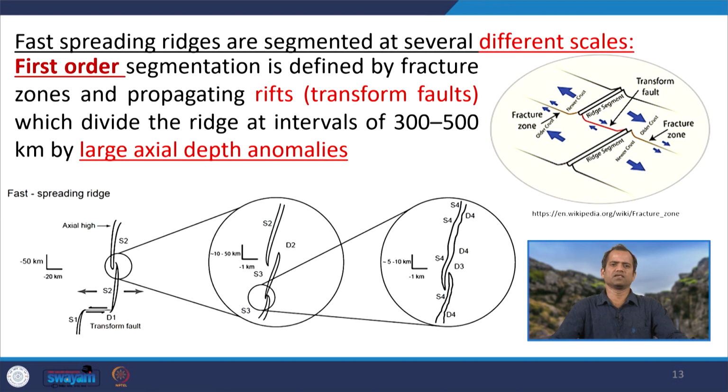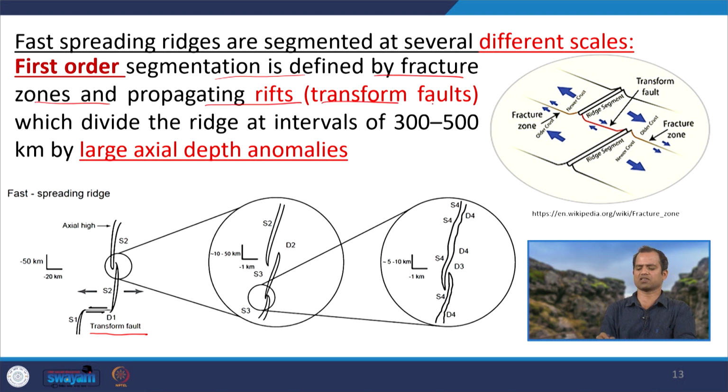Now, the fast spreading ridges are segmented at several different scales. So, they are divided into different orders. The first one is the first order segmentation. The first order segmentation, for example, if you see here, is called D1 or the transform fault. This first order segmentation is defined by the fracture zone and the propagating rift, that is called transform fault, which divides the ridges at an interval of 300 to 500 kilometer, and the axial depth anomalies. The large axial depth anomaly.